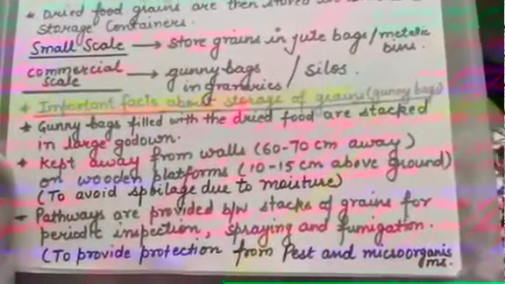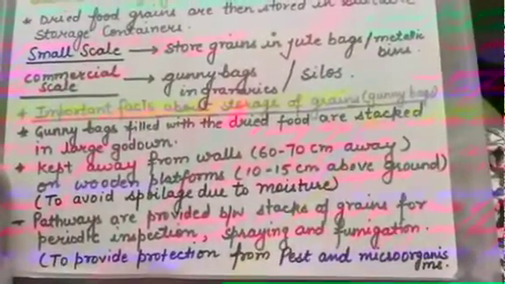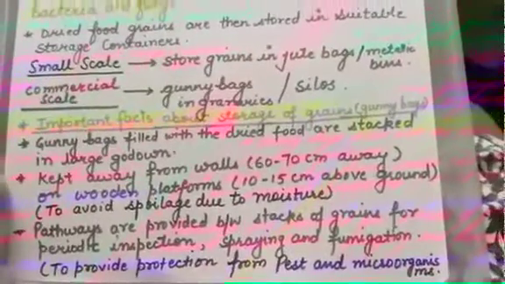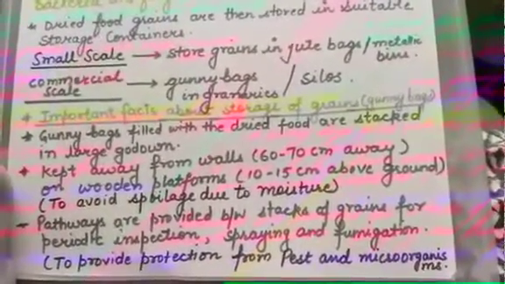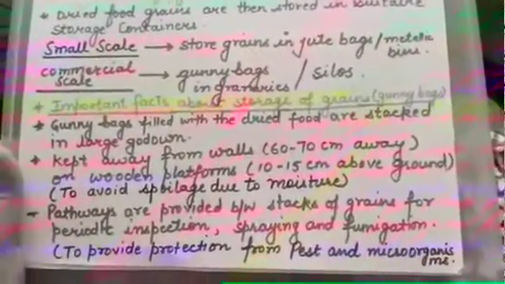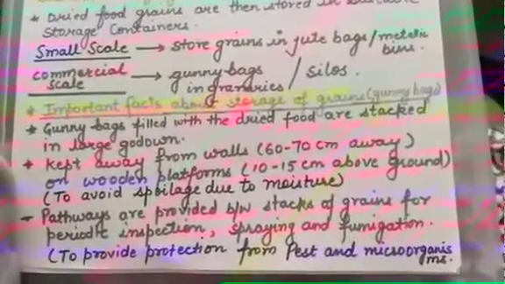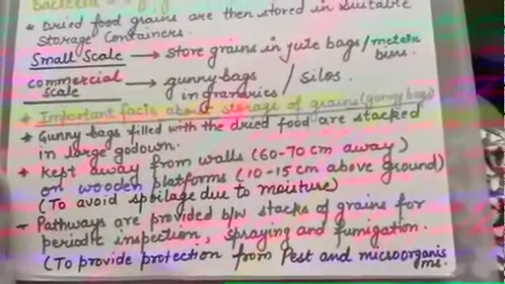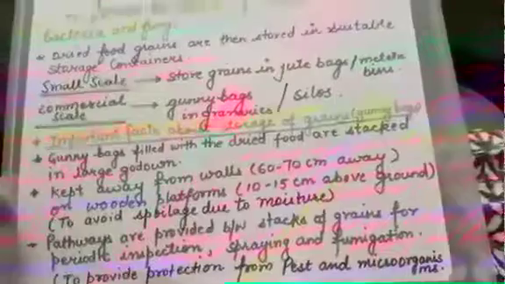Now different pathways are also provided between stacks of grains for periodic inspection, spraying and fumigation. These pathways are known as alleys, and they help protect the grains from pests and microorganisms.